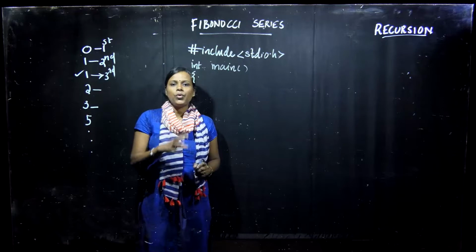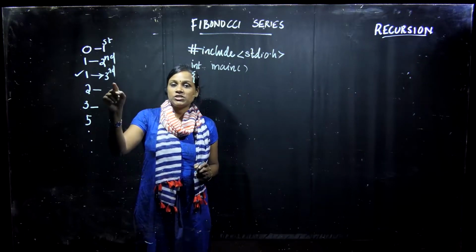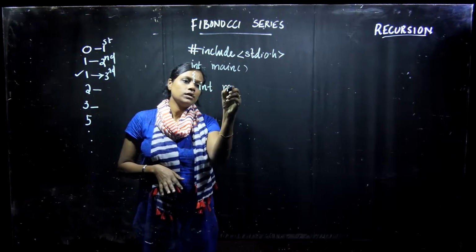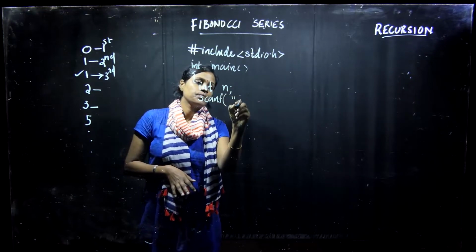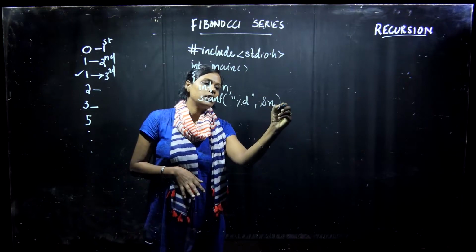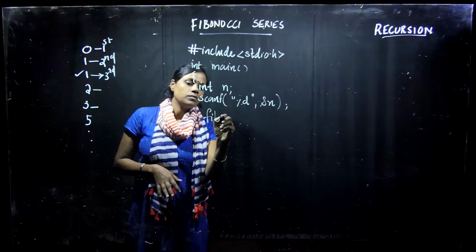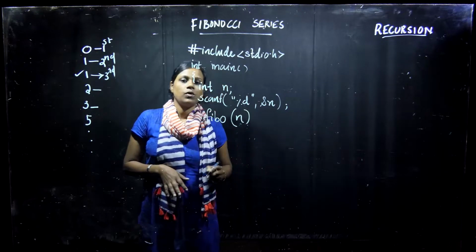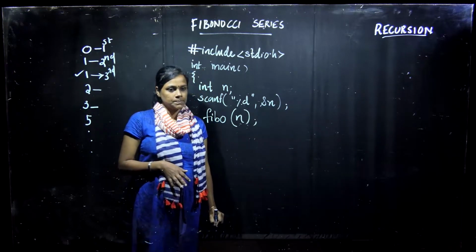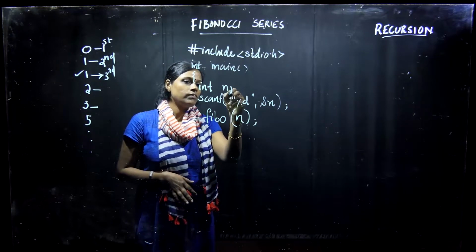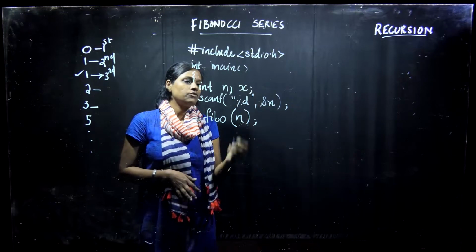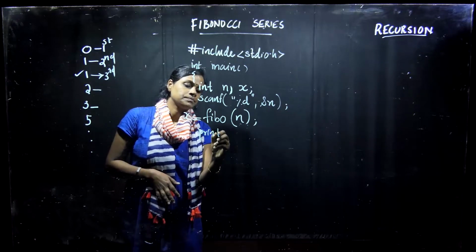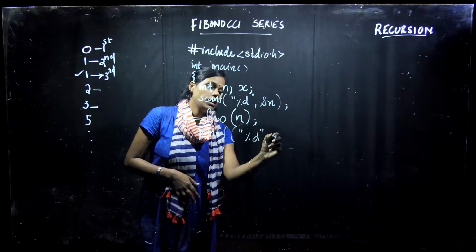Here the input for the program is the position at which we have to find the number. So that position will be read. I am declaring int n, scanf %d &n. I am making a function named Fibo with the position n, and calling this to receive the value. I am using a variable x, so x is equal to Fibo of n. Then printf x.